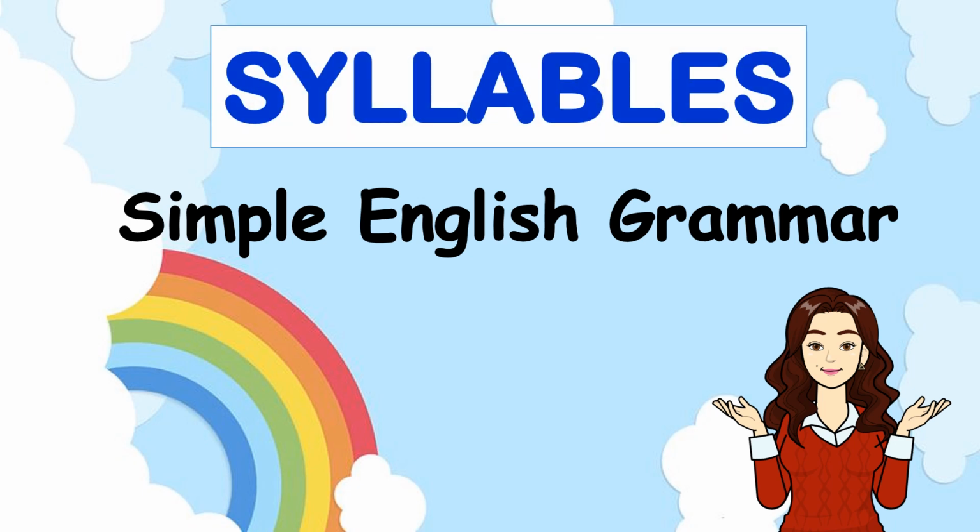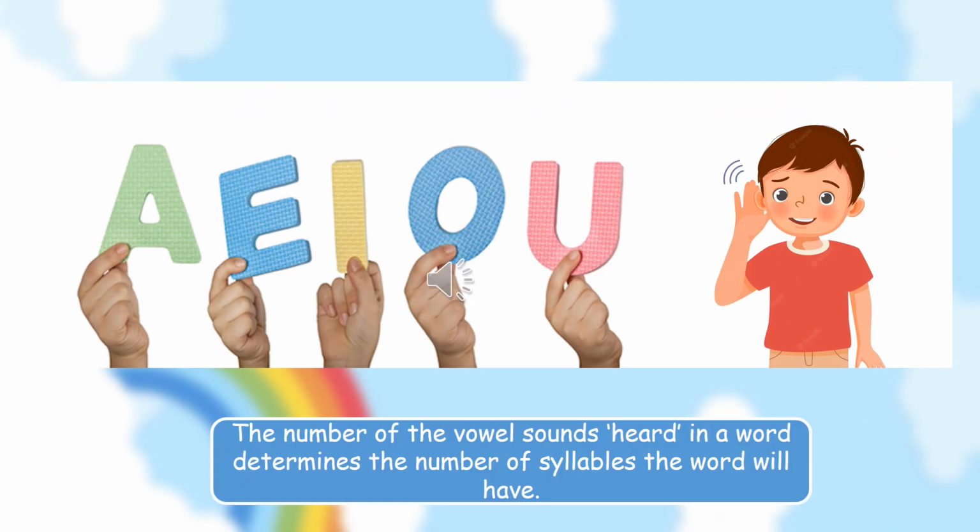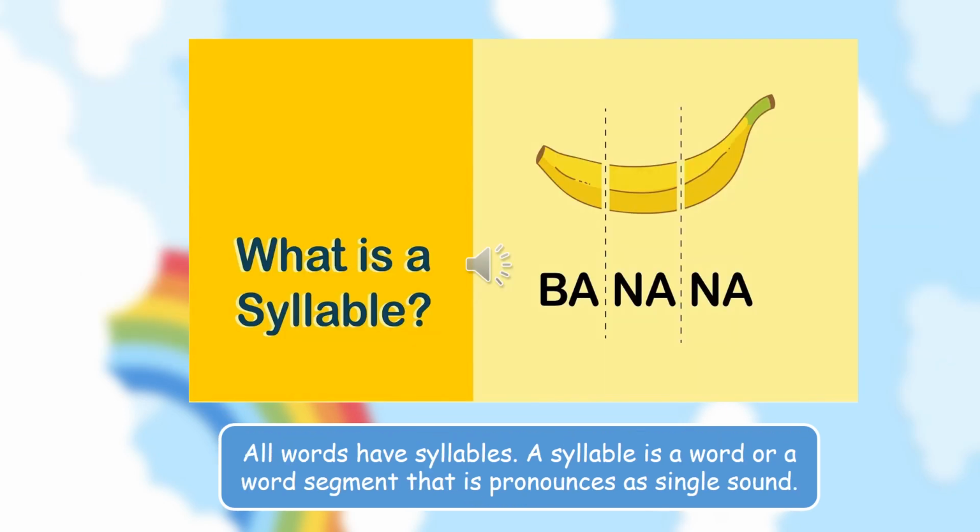Syllables. The number of the vowel sounds heard in a word determines the number of syllables the word will have. All words have syllables. A syllable is a word, or a word segment, that is pronounced as a single sound.